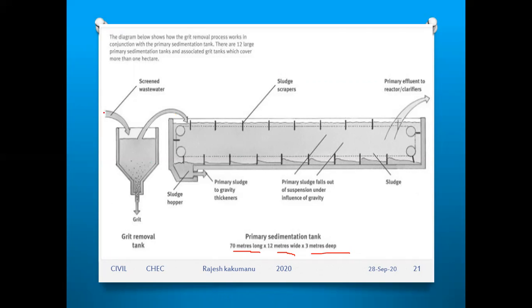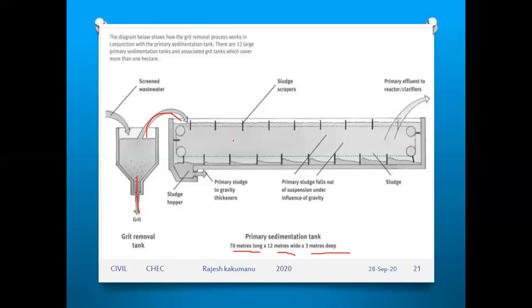So when the water is screened coming from the comminutors and following the grit chambers, the grit comes out through the chamber below, and the water through the pumps or motors is going to another chamber, that is nothing but the primary sedimentation tank. Here the sludge scrapers, the black thing placed here, it is a sludge scraper.